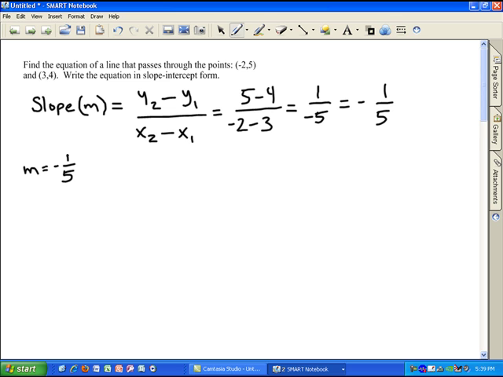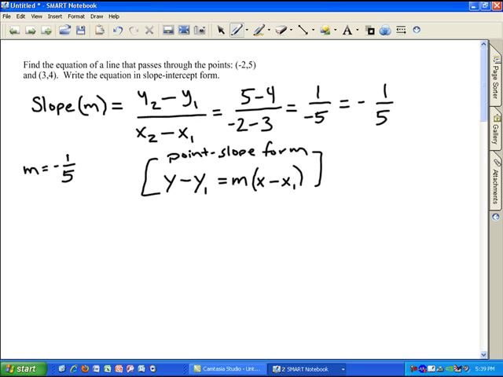It's negative 1/5. Now we can use the information given to plug into our point slope formula, which the generic form is written y minus y1 equals m times the quantity of x minus x1. Don't forget this. You'll see this 100,000 times. This is the key formula in finding this equation. You will have to memorize it.